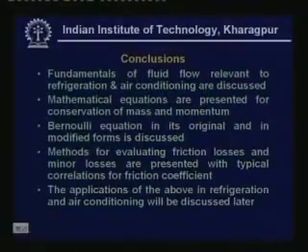Similarly, for the minor losses, we have to find out the factor K depending upon the specific problem, and from these two we have to find out the total head loss. So these aspects have been discussed here, and we will be applying these to refrigeration and air conditioning in a later chapter.